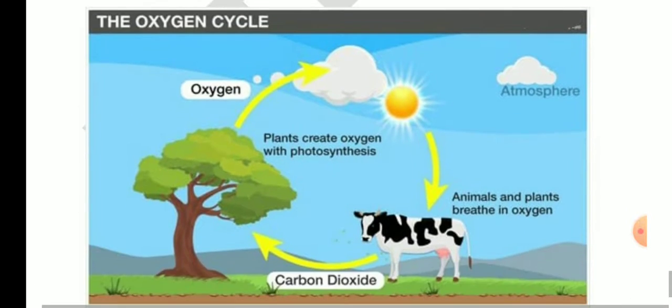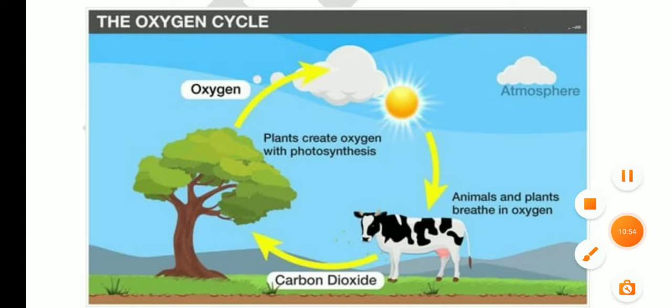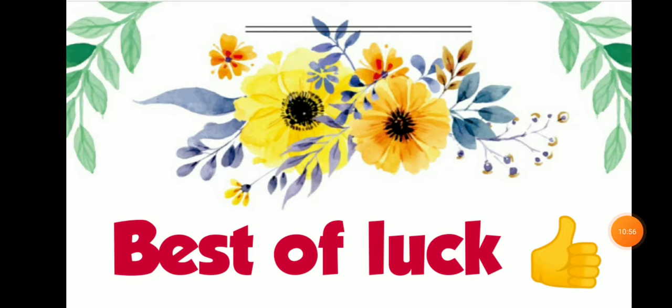Have you all understood? I hope every one of you have understood this revision. With this, we have come to an end of our revision number 2 of Science 2. Children, please do write the revision in your notebook. Okay? And study hard for your exam.